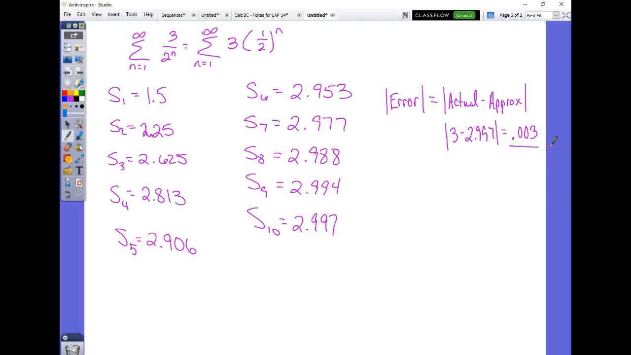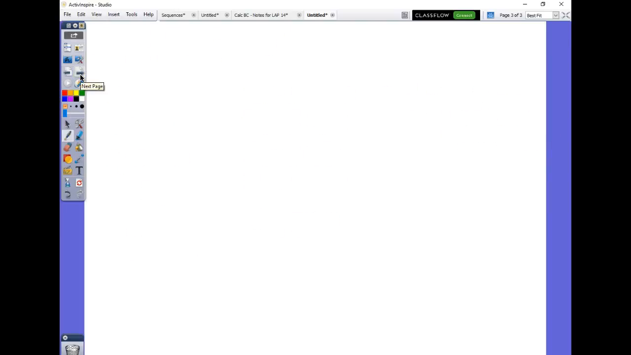Fantastic. So this is a geometric sequence, or a geometric series, rather. It's the addition of a geometric sequence. Do you think all arithmetic sequences diverge? Do all geometric sequences converge? Take a look at the next slide. We're going to do another series.